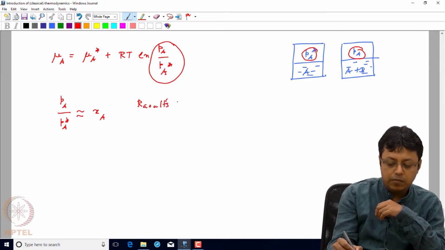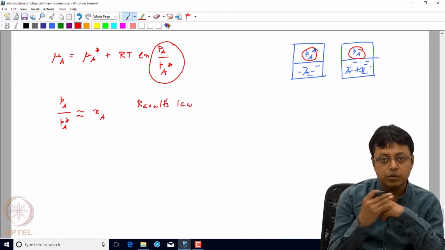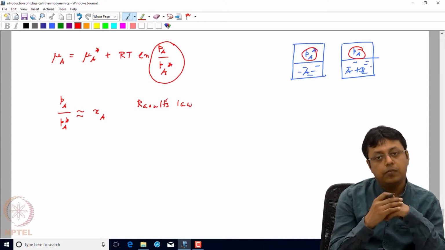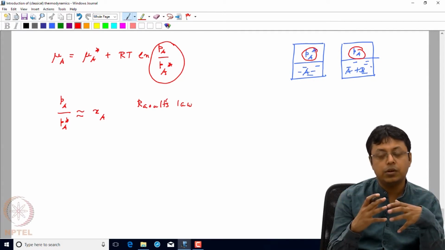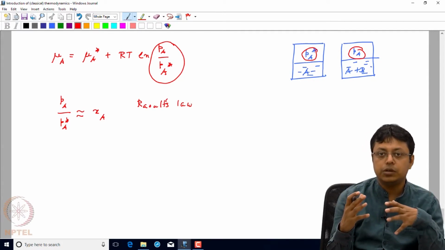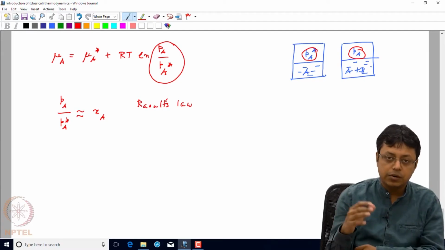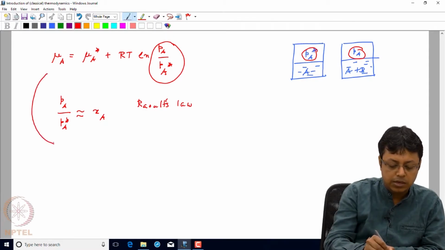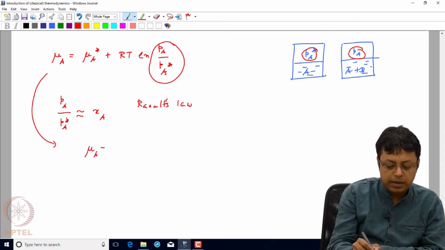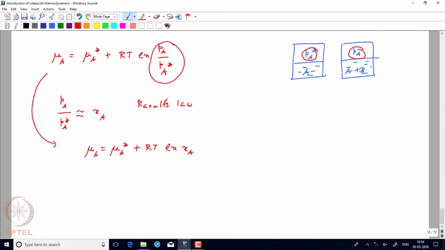This is basically known as Raoult's law, which is valid for an ideal solution. And this Raoult's law was developed from the perspective of the solvent. Again, solvent and solute are arbitrary, in the sense that we call solvent that part of the solution which is present in large excess, and solute is the smaller part. Now if we plug this into the original equation, you see that mu A is mu A star plus RT ln XA. This is again an approximate equation, and it follows from Raoult's law.